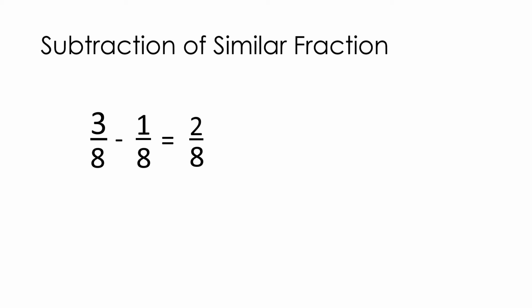Reduce 2/8 to its lowest term. A fraction which is equal to 1 that can divide both 2 and 8 is 2/2. So 2 divided by 2 is 1. 8 divided by 2 is 4. So 1/4 is the lowest term for 2/8. Therefore, 1/4 is our final answer.